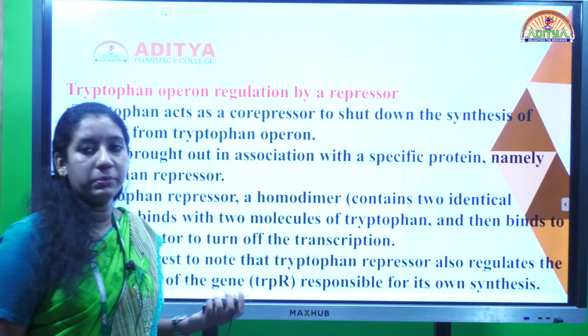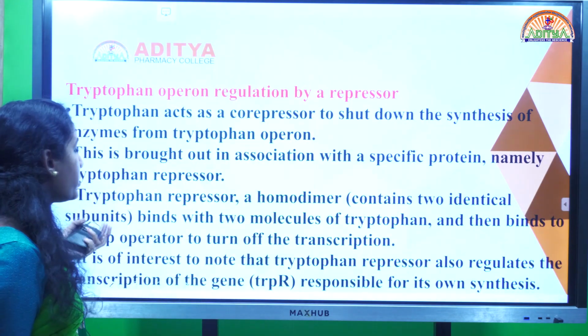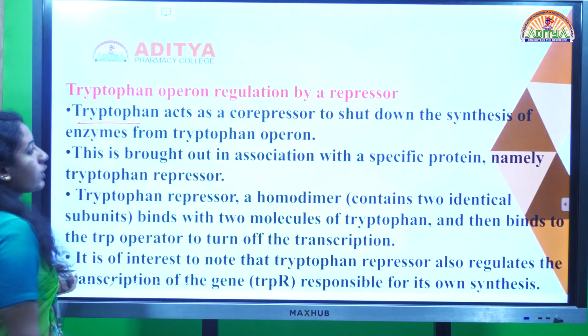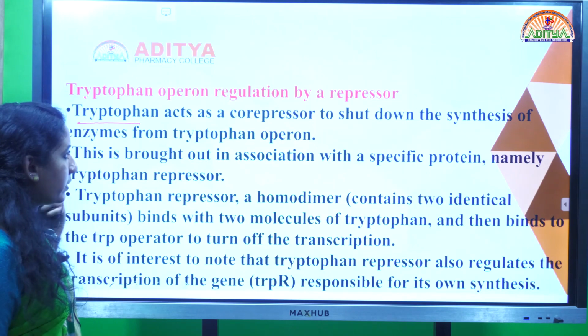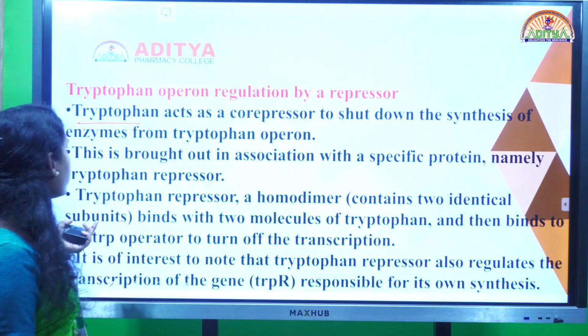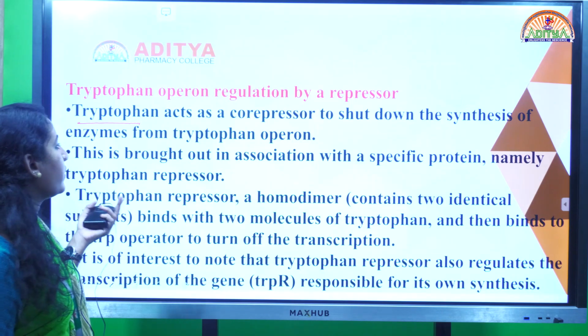So coming to the tryptophan operon regulation by this repressor. Here the tryptophan will act as a co-repressor. So this tryptophan itself acts as a co-repressor in order to shut down the synthesis of these enzymes from the tryptophan operon.